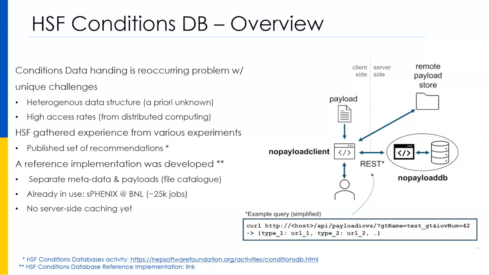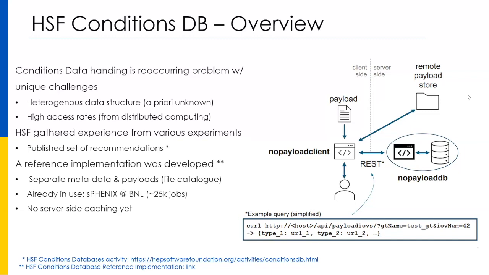So they separated the client side and the server side. When you are trying to upload your payload file to the server, the file goes to the remote payload store, and the URL of this file goes to the no payload database. We need to understand that the client side and server side are connected with a REST API interface. Going to the cache, we already have a cache implemented between the no payload client and the remote payload store. In my project, we're going to develop intelligent caching for the no payload database itself.